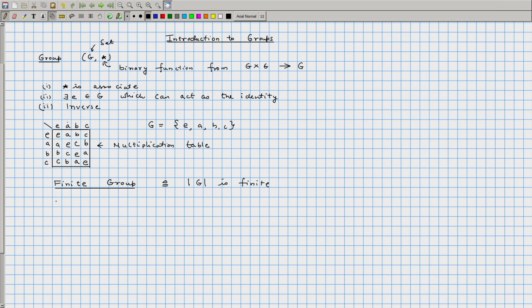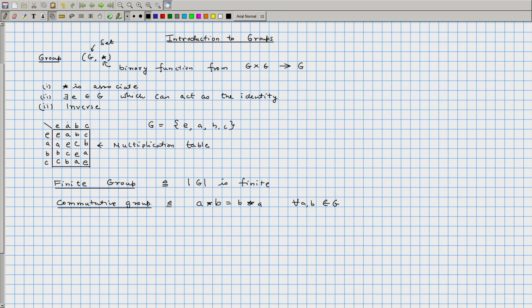Now, we could look at another property of this particular group, namely this is a commutative group. Commutative group by definition means A star B should be equal to B star A for all A, B belonging to G. If this is the case, then it is called a commutative group, which is clearly the case for this particular group that we have considered.